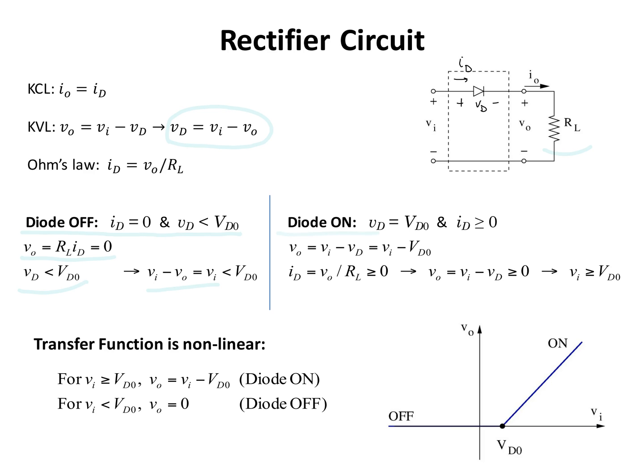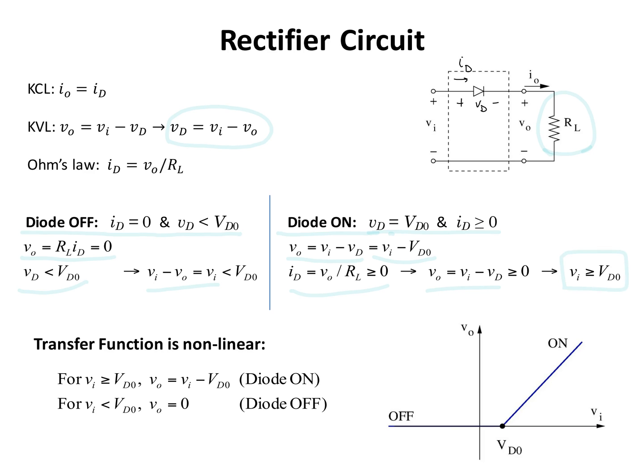The case of the diode being on is when VD is equal to VD naught and ID is greater than or equal to 0. Again, I know Vout is equal to Vi minus VD, so VD is a constant value equal to VD naught, and ID, which is equal to Vout over RL from this Ohm's law, I know that it must be greater than or equal to 0. From there, Vout, which is Vi minus VD, is going to be greater than or equal to 0, and from there I know that Vi is greater than or equal to 0.